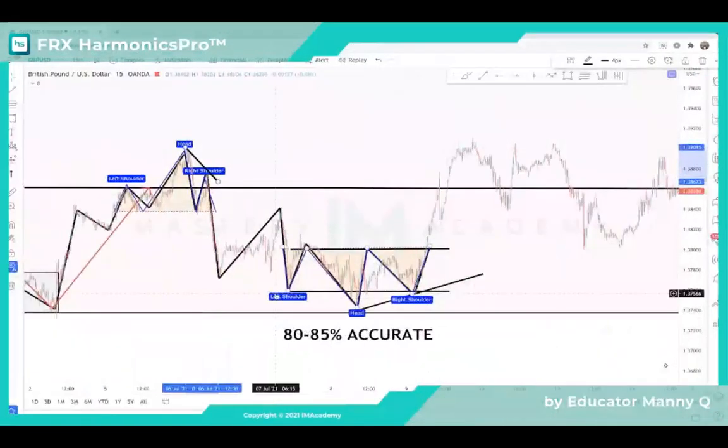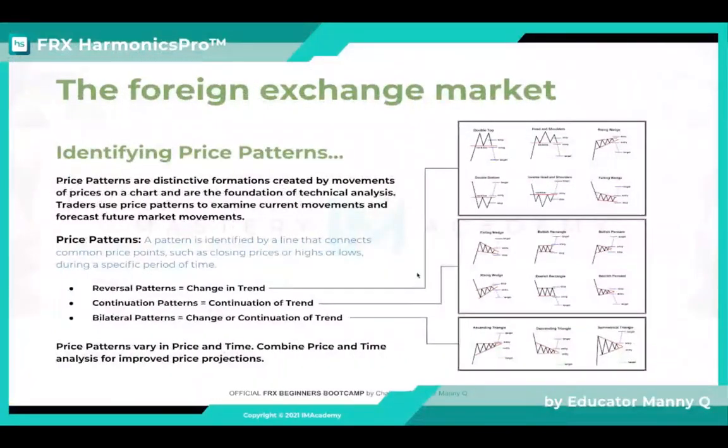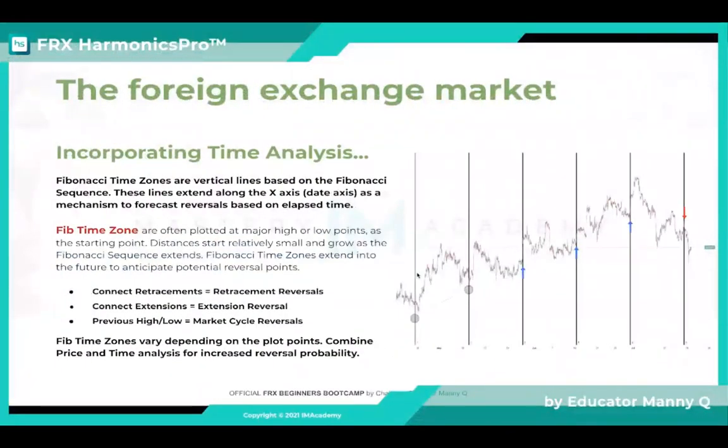All right. Now, anyway, coming back, let's move into incorporating time analysis into your training. First, we're going to talk about Fibonacci time zones. Fibonacci time zones are vertical lines, which is what you see here, based on the Fibonacci sequence. These lines extend along the x-axis, which is the date, so you'll see that they go to different dates.